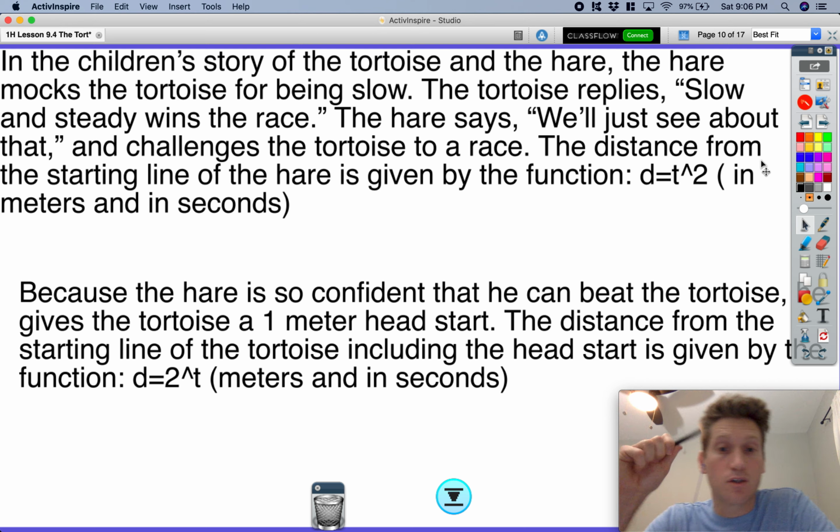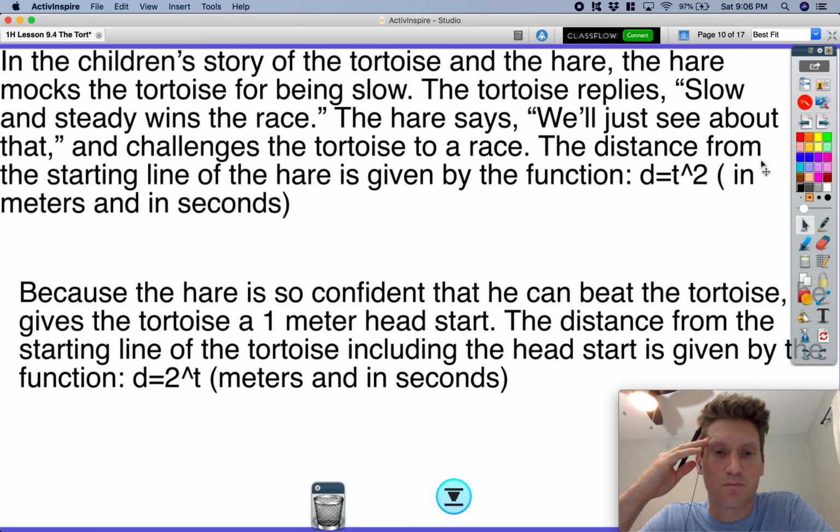Because the hare is so confident that he can beat the tortoise, and it makes sense in the math equation, it's going to give the tortoise a 1 meter head start. The distance from the starting line to the tortoise, including the head start, is given by the function d equals 2 to the t power, in meters and seconds. So, conveniently, 2 to the 0 power would give us 1, which represents our 1 meter head start.